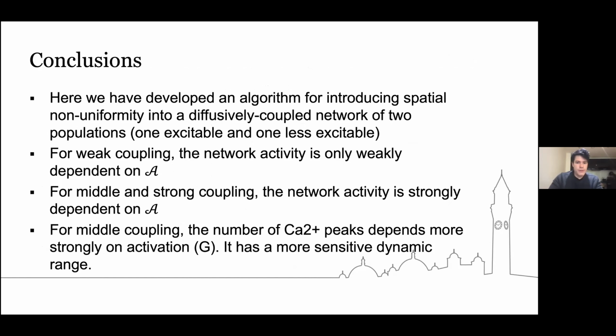Okay, so a couple other things, some conclusions. We developed this algorithm for introducing spatial non-uniformity into a diffusively coupled network of two populations in this case. For weak coupling, network activity is only weakly dependent on assortativity, but for middle and strong coupling, the network activity is strongly dependent on assortativity. And for the middle coupling, the number of calcium peaks depends more strongly on activation, or G, and so it has a more sensitive dynamic range.